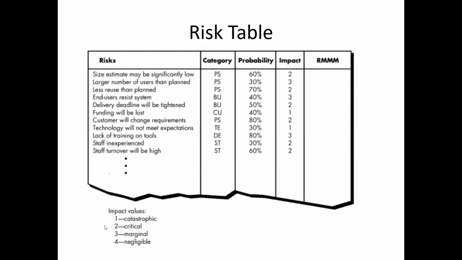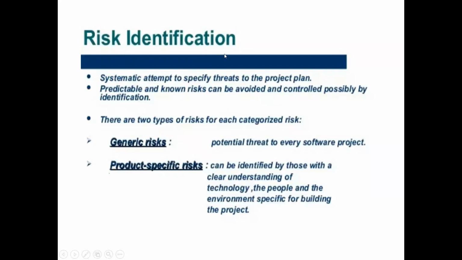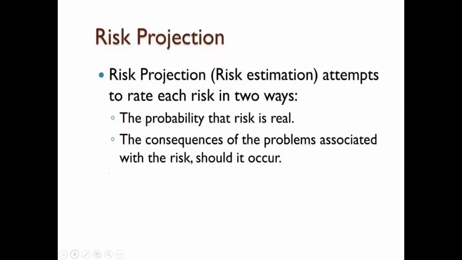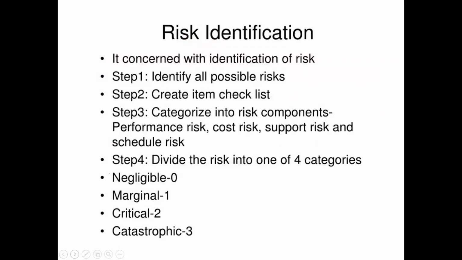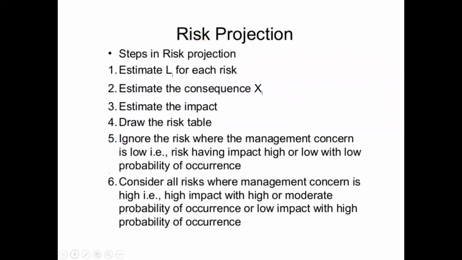Okay, so what have we done: two tasks. In risk handling, I have already done two tasks. One is risk identification. We have to identify risks, then categorize them, and I should also give the impact of that particular risk. That is your risk identification. Projection means we calculate the probability that the risk will become real. So that is risk projection.